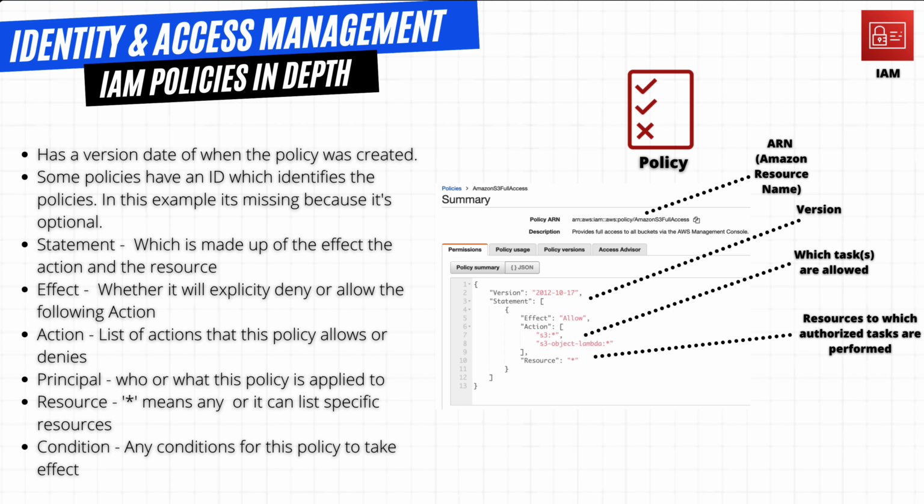So, policies are JSON-based documents. They usually contain a version number that specifies the language number. It's a best practice to use the latest, which is 2012-10-17. An ID, which is optional and missing from this screenshot, helps you differentiate your policies. It usually provides a quick description of what it does.